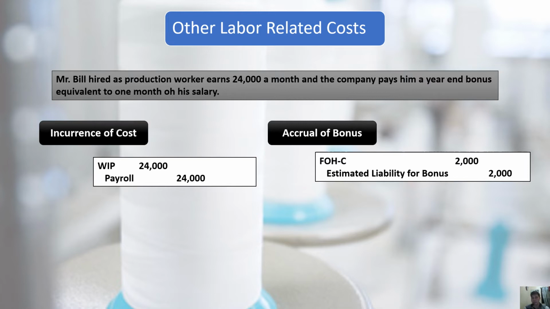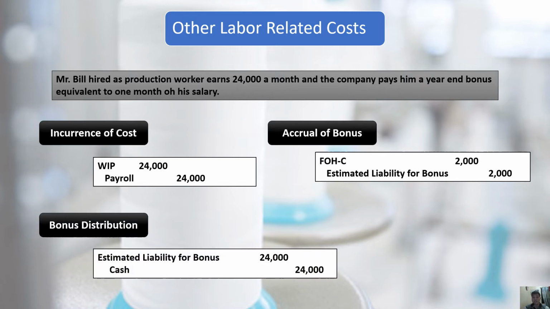So let's say for example, dumating na yung December, ibibigay na natin yung bonus sa empleyado. In this case, hindi na tayo mag-record ng factory overhead control 2,000 and estimated liability for bonus 2,000, kasi nga nakapag-accrue na tayo starting ng January. Assuming na nakapag-accrue din tayo ng December ng 2,000, our entry upon the distribution of bonus will be debit estimated liability for bonus, which is equivalent to his 1 month salary amounting to 24,000. Then credit cash, 24,000 pesos. Ito po yung entry kapag ang pinag-uusapan po natin ay bonus.